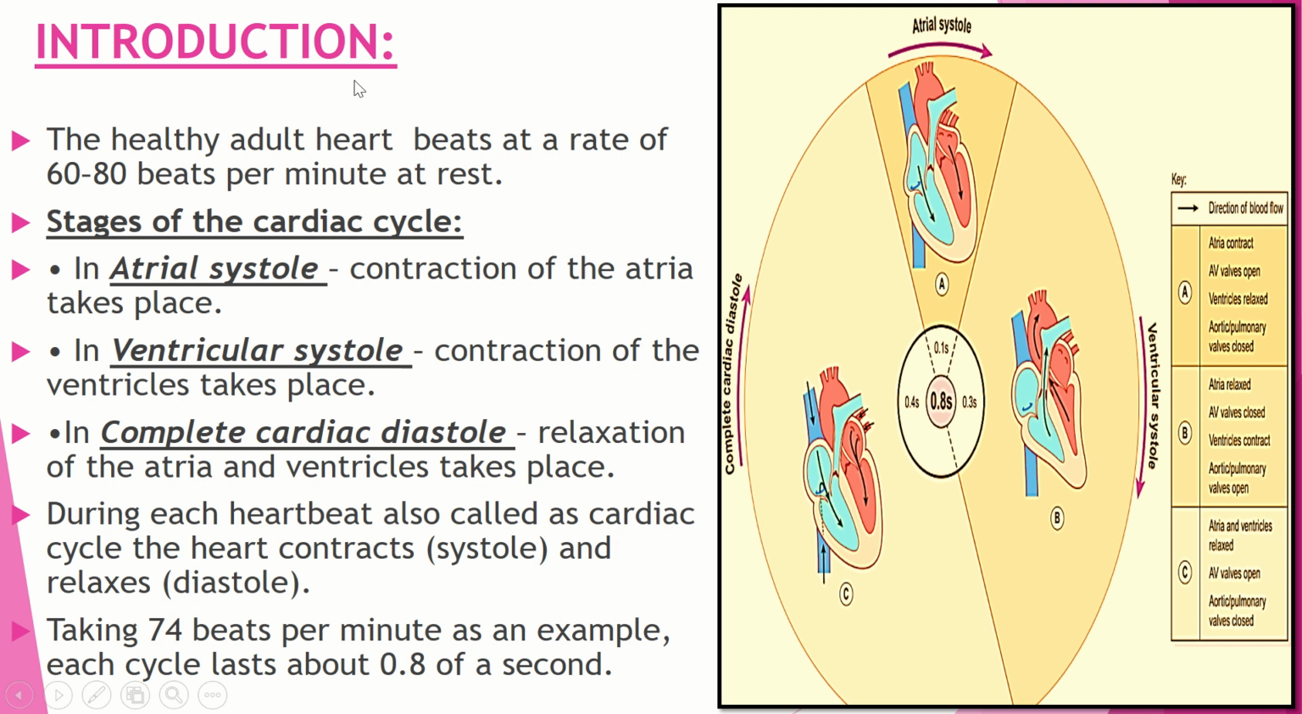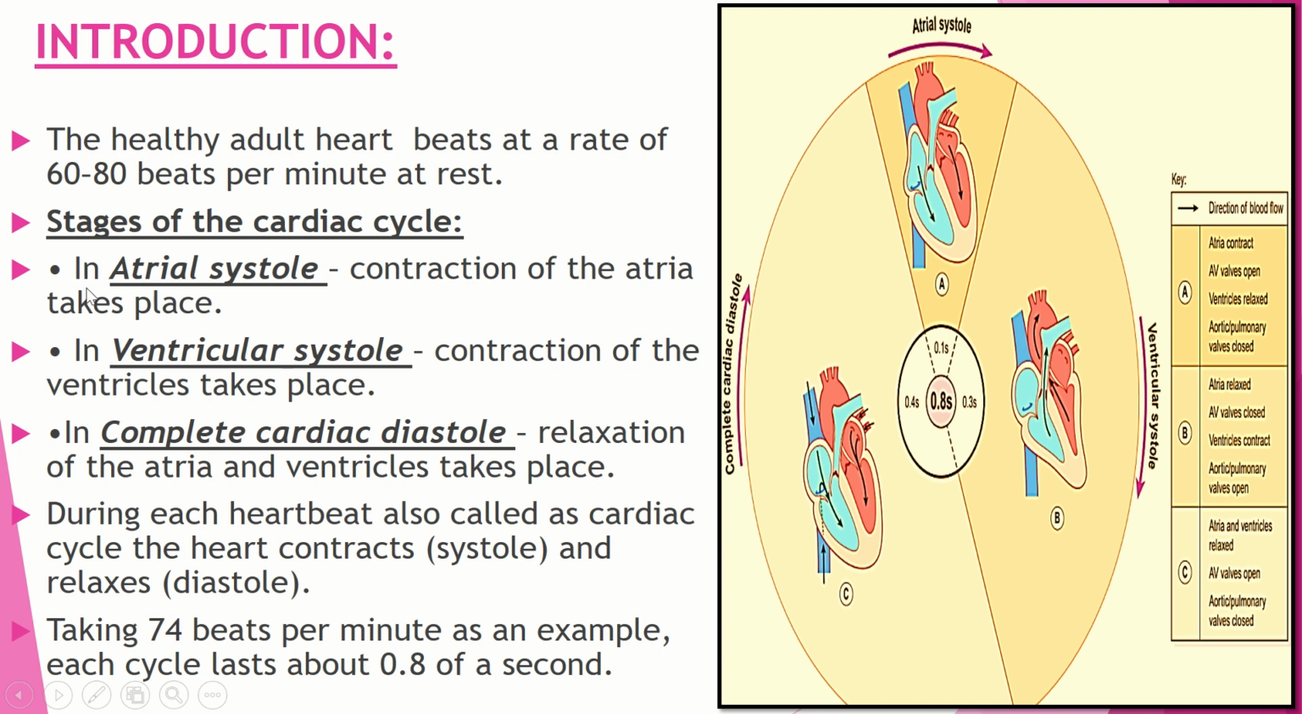So, introduction. The healthy adult heart beats at a rate of 60 to 80 beats per minute at rest. So when the body is at rest, the heartbeat of a healthy adult will be around 60 to 80 beats per minute. There are three stages of the cardiac cycle. Atrial systole is the first one, ventricular systole is the second one, and complete cardiac diastole is the third one.